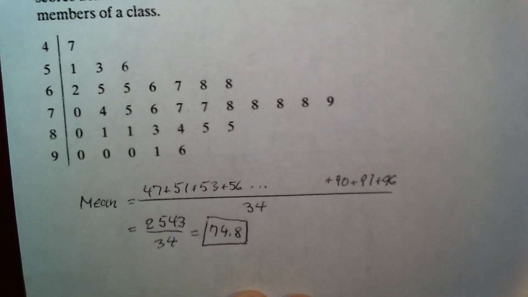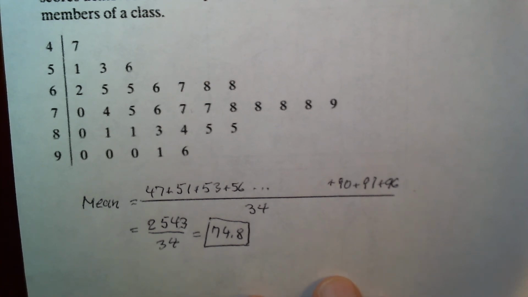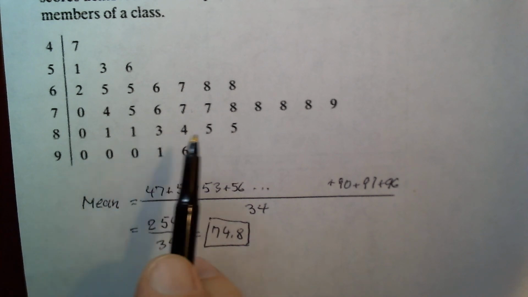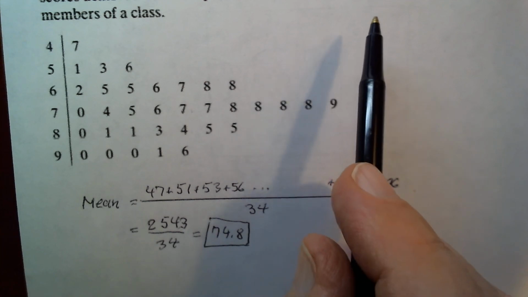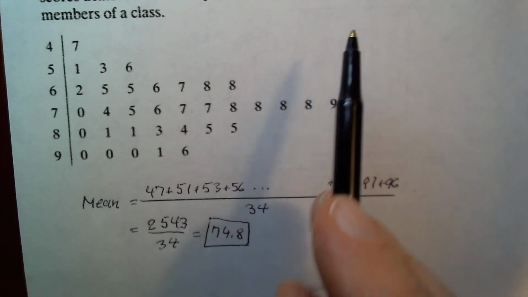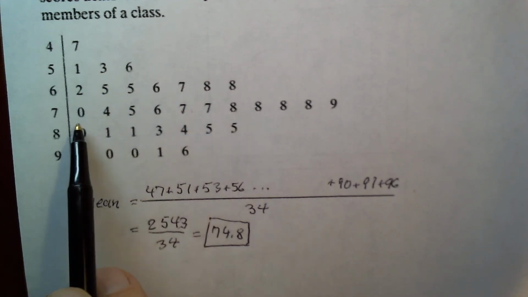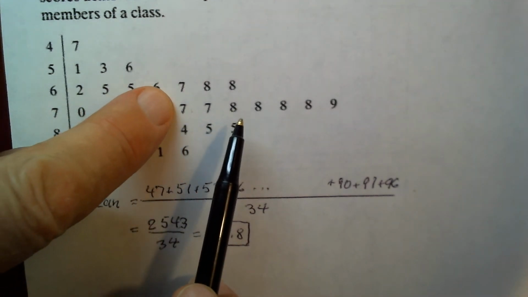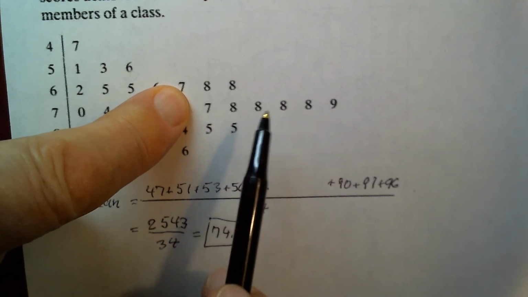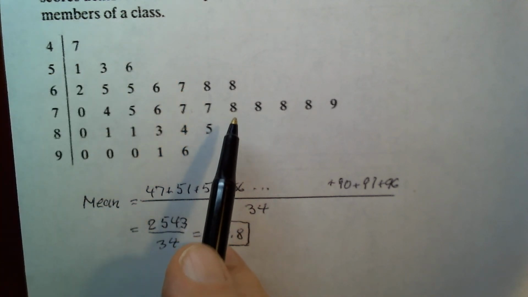Now the good news is that the median is a little bit easier. First of all, we have the leaves already arranged in proper order, increasing order to the right. So now we just need to count. Well, 34 is an even number, so we count 16 from the beginning. 1, 2, 3, 4, 5, 6, 7, 8, 9, 10, 11, 12, 13, 14, 15, 16. So we end up here, and then there are 16 on the other side also. So the median is between 77 and 78.